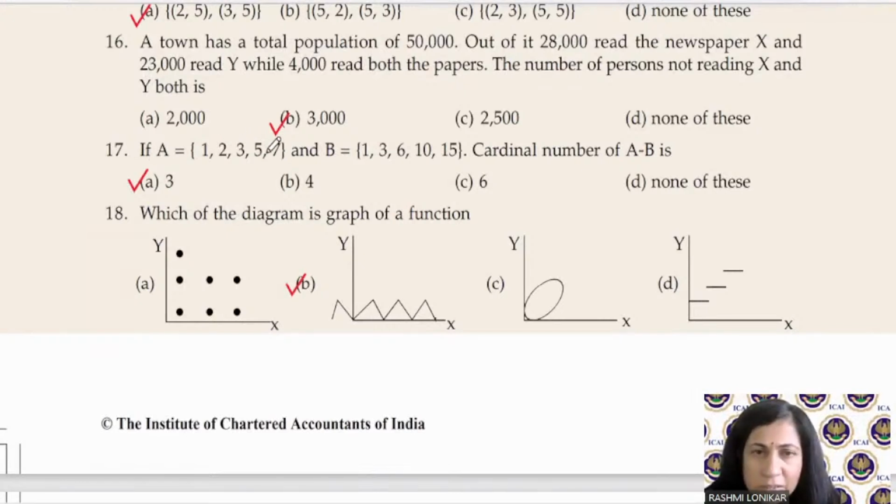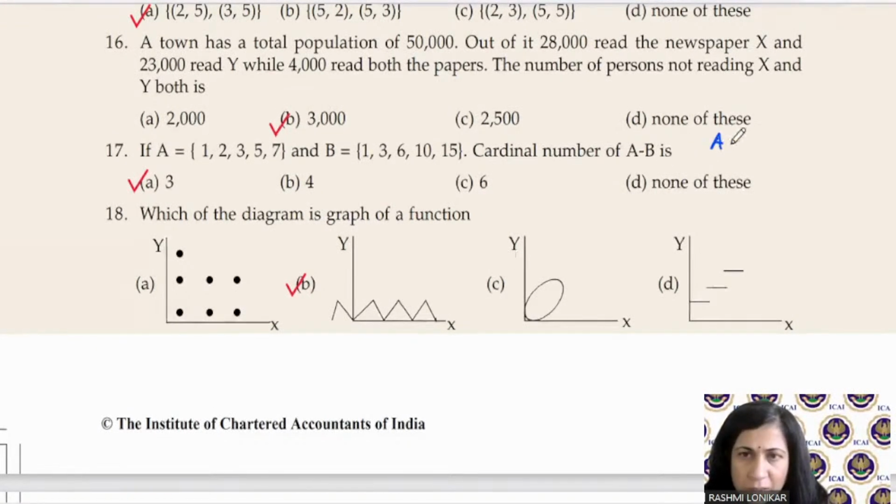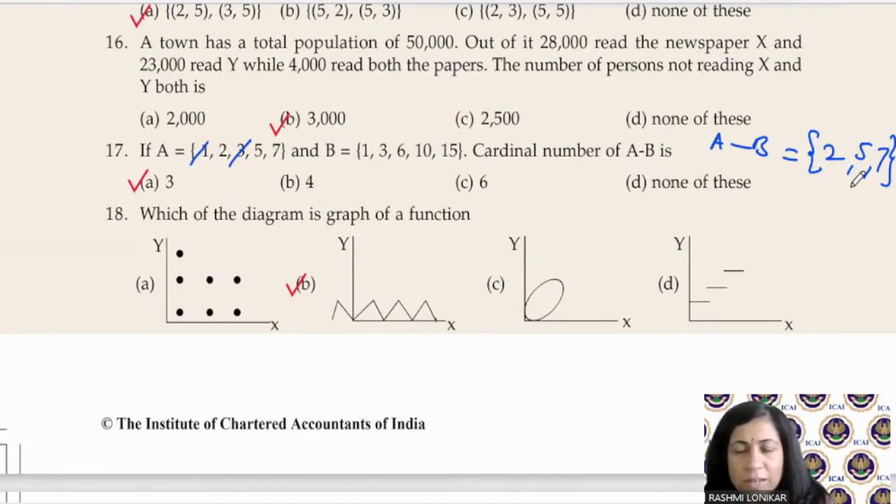Okay, this 17. This type of sums are very popular. A is 1, 2, 3, 5, 7. B is this. What are the elements of A minus B? Elements in A which are not present in B. Is 1 present in B? Yes, so I cancel that. 2 is not present, so I'll write it here. 3, yes, it is present, I cancel. 5 is not, and 7 is not. So A minus B is 2, 5, 7. And what is the cardinal number? How many elements are there? 1, 2, 3. So 3 will be the correct answer.